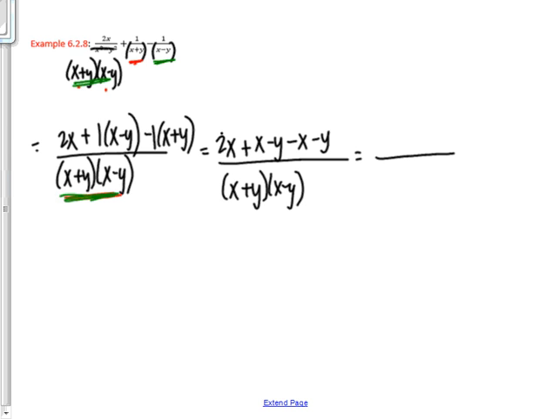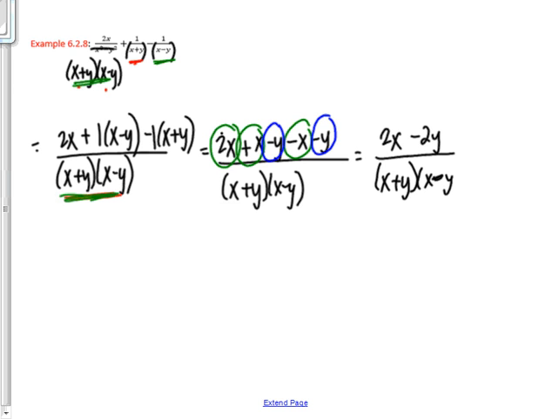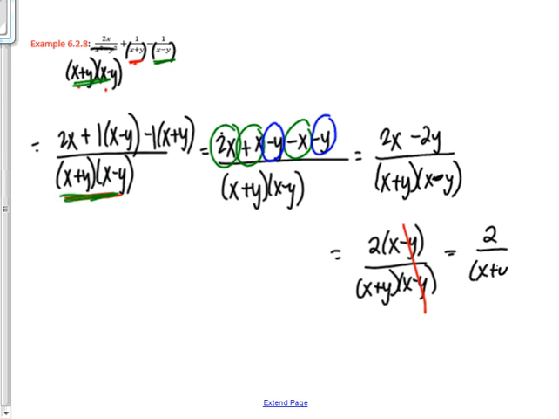Let's clean it up. You've got a 2x plus an x gives me 3x, minus an x gives me back down to 2x. And then your y is negative y, and negative y is a minus 2y. Nothing reduces here, but what can you take out on top? A 2. Good. And now what knocks out? Good, x minus y. So you're left with a 2 on top and an x plus y on the bottom. Okay, go practice your homework.